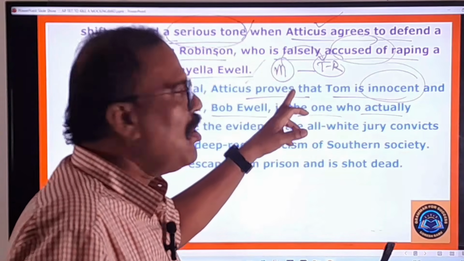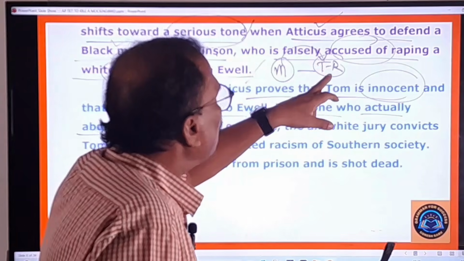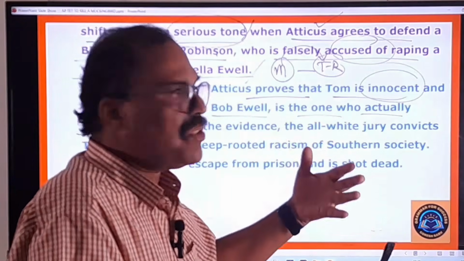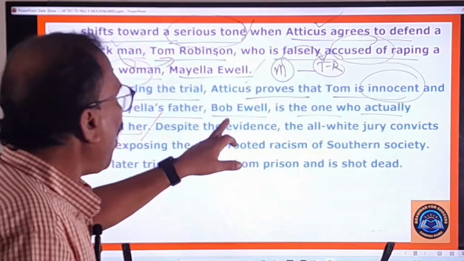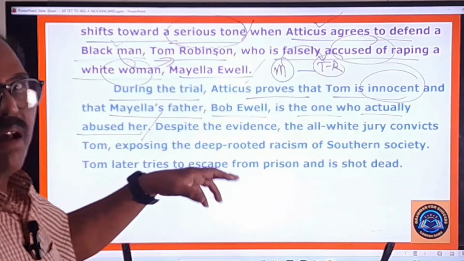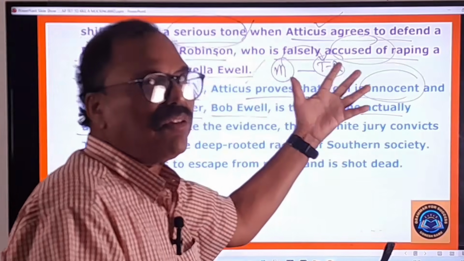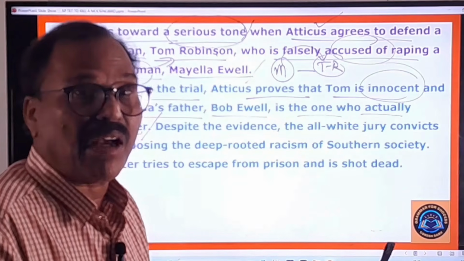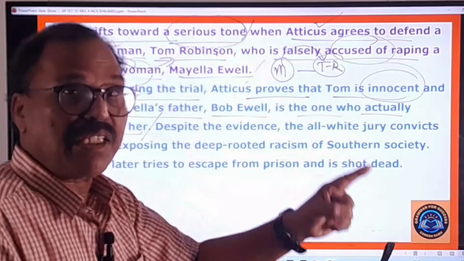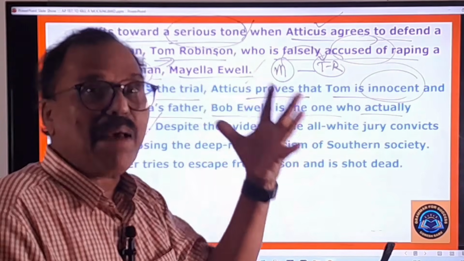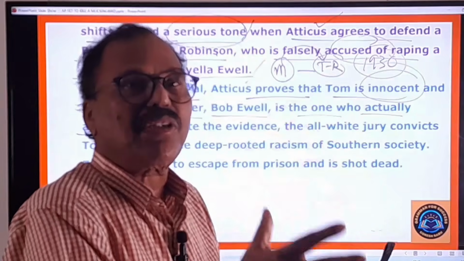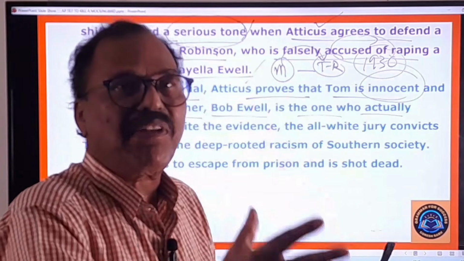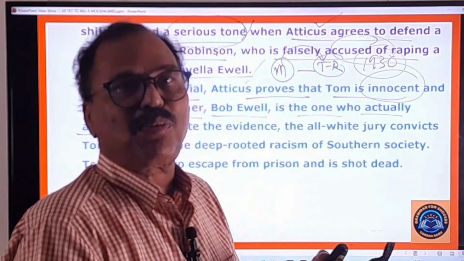One day she tries to give a kiss to this Tom Robinson. While she was in the act of giving a kiss to Tom Robinson, Bob Ewell, the father of Mayella, happens to see that objectionable thing, and he becomes very much infuriated. Because in the society of the 1930s there was a taboo. A white woman talking to a black man was a taboo. A white woman falling in love with a black man was a taboo.